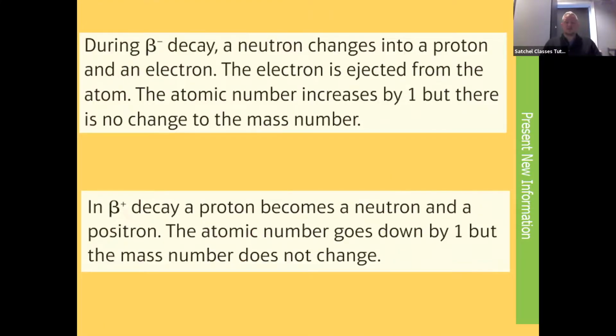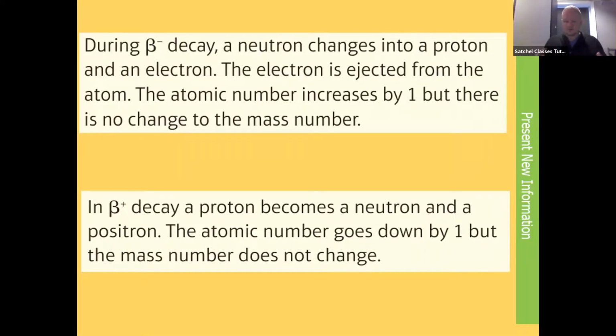During beta minus or beta negative decay, a neutron changes into a proton and an electron. The whole point of radioactive decay is to make the nucleus stable. With alpha, you've got too much mass and too much charge, so it loses mass and charge in one particle. With beta minus, there are too many neutrons, and the neutrons break down. They change into a proton and an electron.